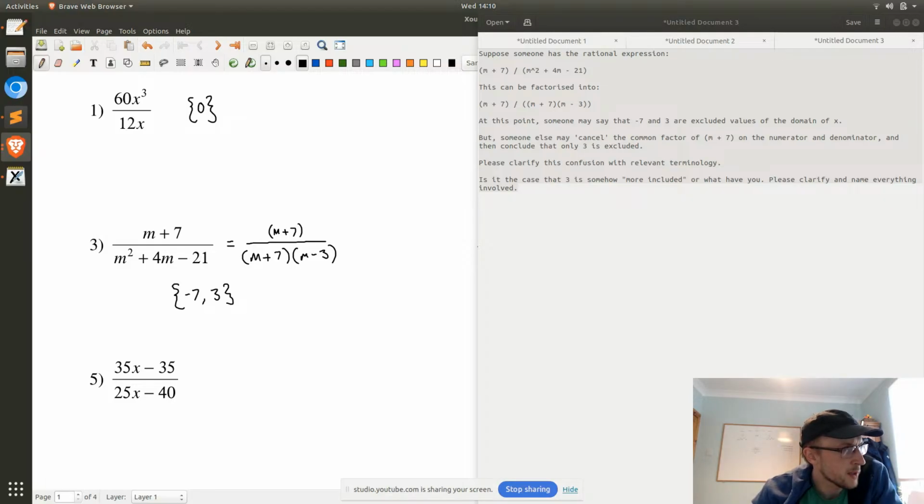A rational expression is undefined wherever its denominator equals 0. True. The domain of the original expression includes both m = -7 and m = 3. Simplifying, you get 1 over m - 3, but the simplified version is not fully equivalent to the original everywhere. It's only equivalent for values of m where m + 7 is not equal to 0. The simplified form agrees with the original, except at m = -7.